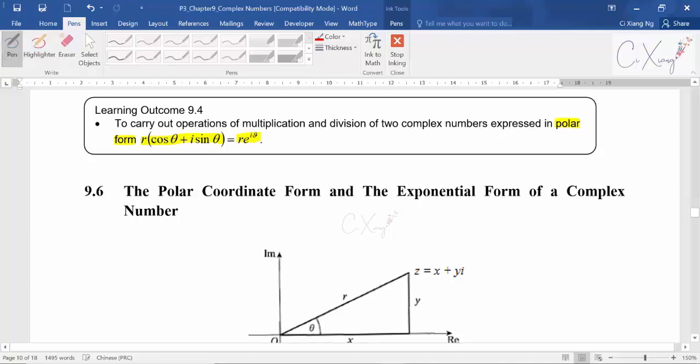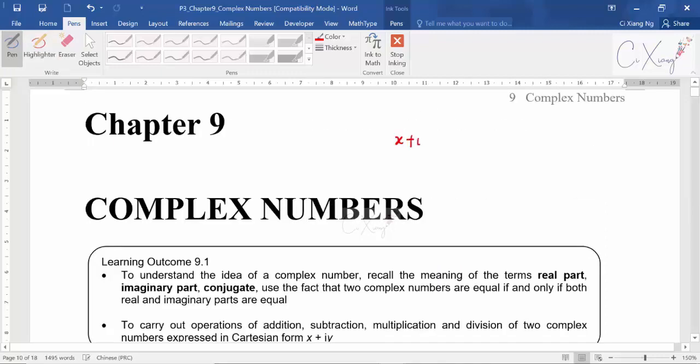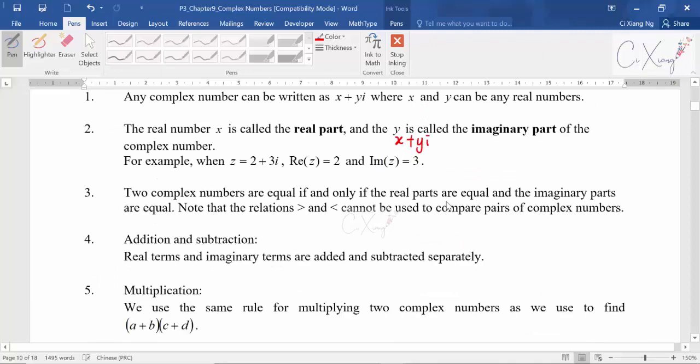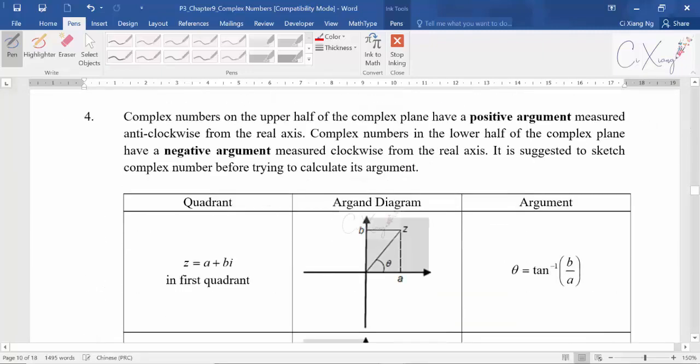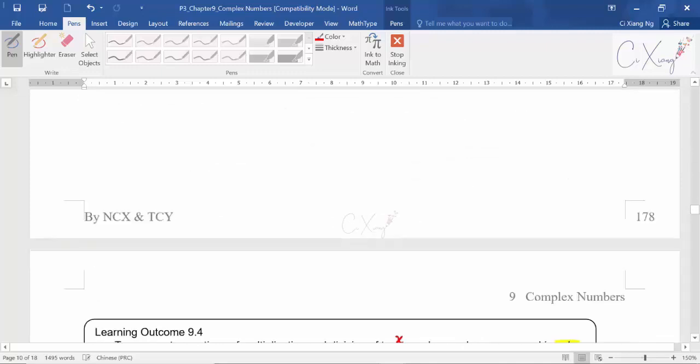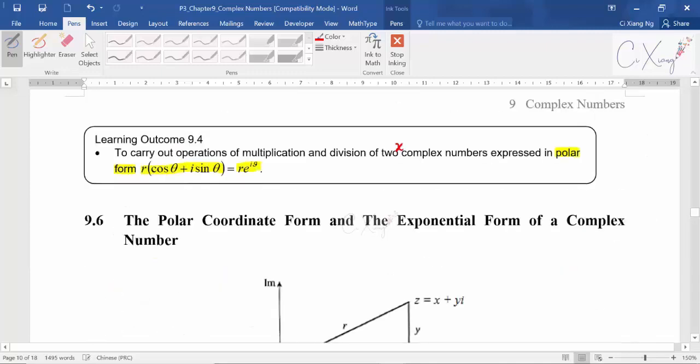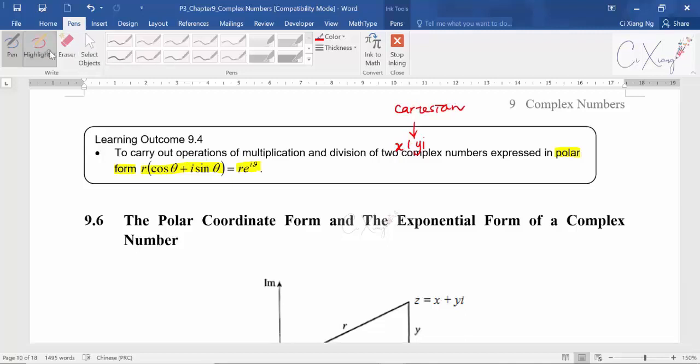Previously, when we write x plus yi, that is actually Cartesian form. Like this, the x plus yi is Cartesian form, and all the while we have been learning this. For today we are going to learn another two patterns. The first we call polar form. The second pattern that we are going to learn is the exponential form of a complex number.